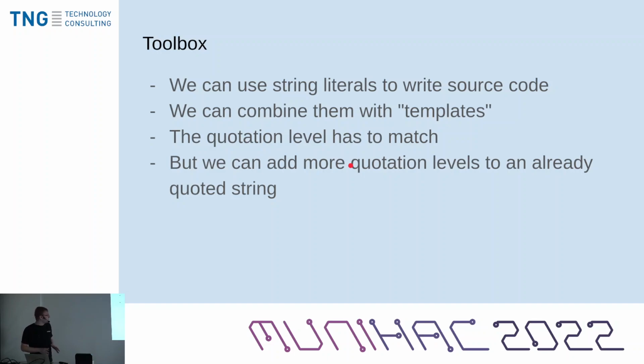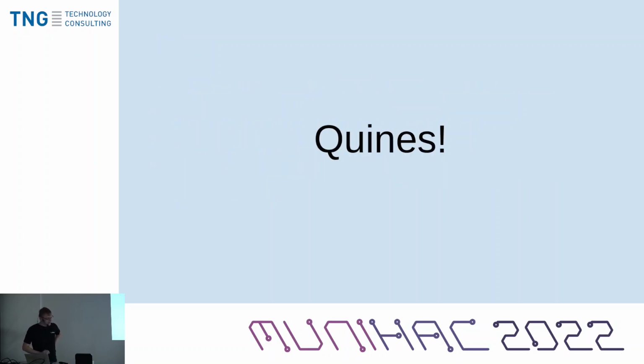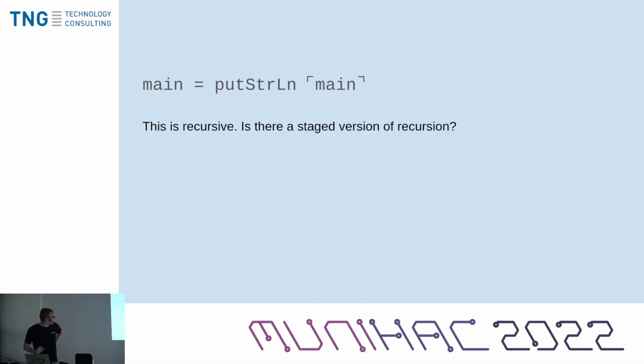OK, so to recap, this will be our toolbox used for the rest of the talk. We can use string literals to write source code. We can combine them with templates, as in the staged application example earlier. However, when we do that, the quotation level has to match. But we have the show function to add more quotation levels. OK, it's time to write a Quine. A Quine in pseudocode will be some kind of identifier that prints its own source code. So this is how we would write it in pseudocode.